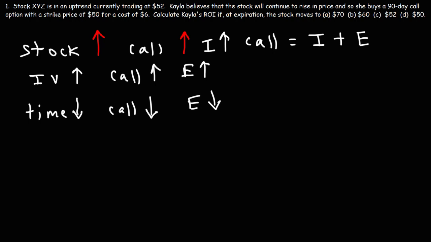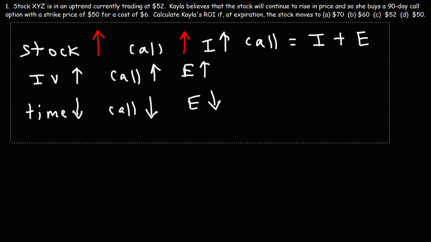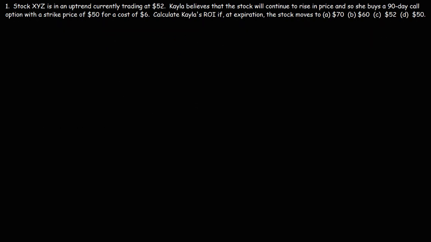But now let's look at this example to illustrate the potential ROIs of buying a call option. Number one, stock XYZ is in an uptrend, currently trading at $52. Kayla believes that the stock will continue to rise in price, and so she buys a 90-day call option with a strike price of $50 for a cost of $6. Calculate Kayla's ROI if, at expiration, the stock moves to $70.